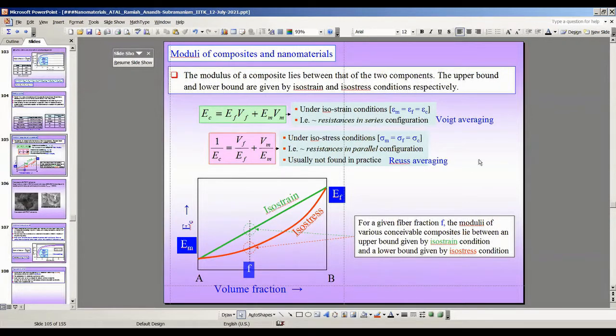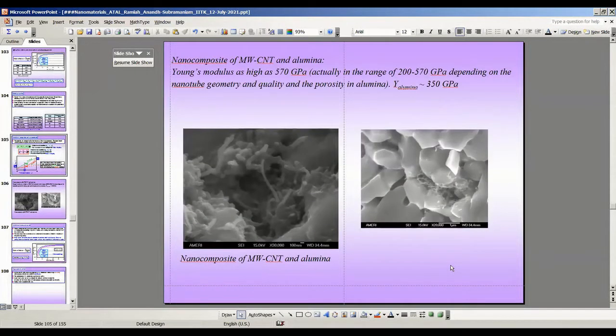People accustomed to the terminology might even call it the Reuss averaging and the Voigt averaging to find the modulus of the composite. And you can increase the modulus of the composite. Like I had shown you before, you can include carbon nanotubes in a nanocomposite with alumina. This has been done by my colleague, Professor Kantesh Balani. In fact, he is a co-author or co-presenter in the book on the NPTEL videos on nanomaterials and nanostructures.